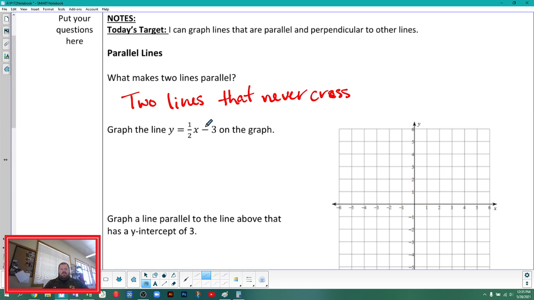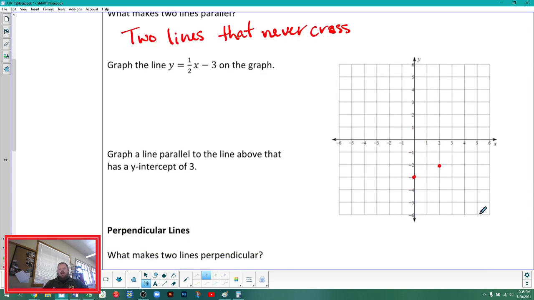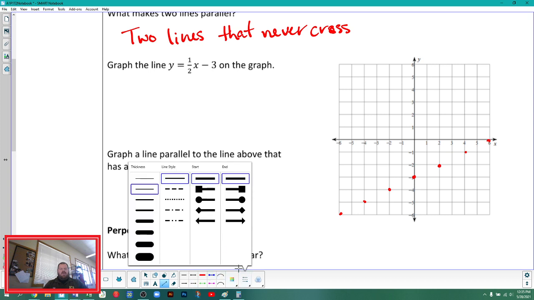So let's go ahead and look at this. I want to graph the line 1/2 x minus 3. So it starts at -3 and it goes up 1 and over 2. And when I want to think about graphing parallel lines, we're just starting with this one, so I'm going to step it out a little ways and get a straight line on there. I want it maybe a little bit thicker, and I want it to have arrows on it.